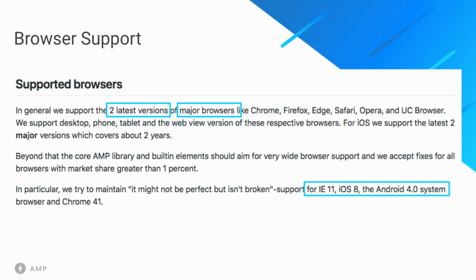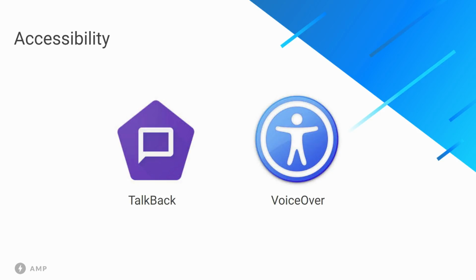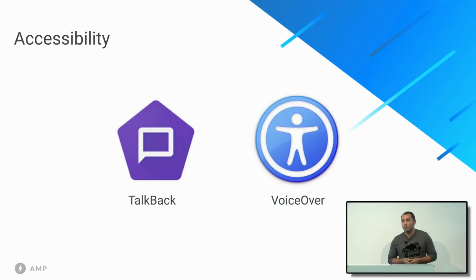And that's for IE 11, iOS 8, and older Android systems, and Chrome 41, which a lot of search engine crawlers use to render pages. And testing cross-browser, testing with accessibility assistive technologies such as TalkBack, VoiceOver, and overall having integration and functional tests for the components is also important for the principle of not breaking the web.